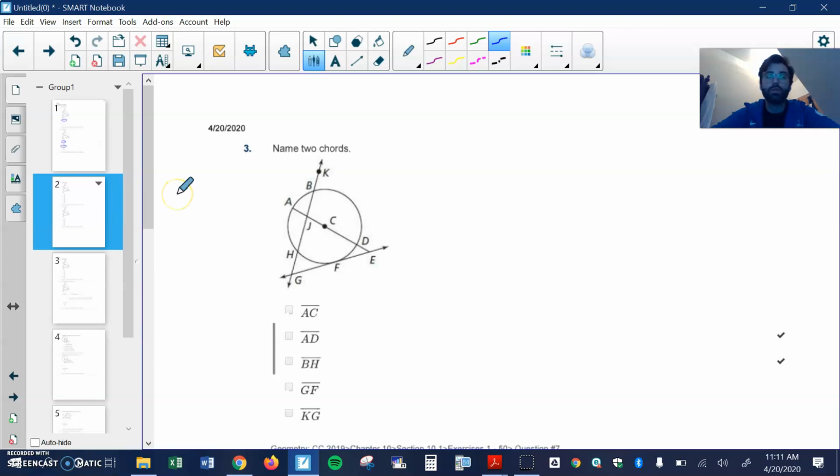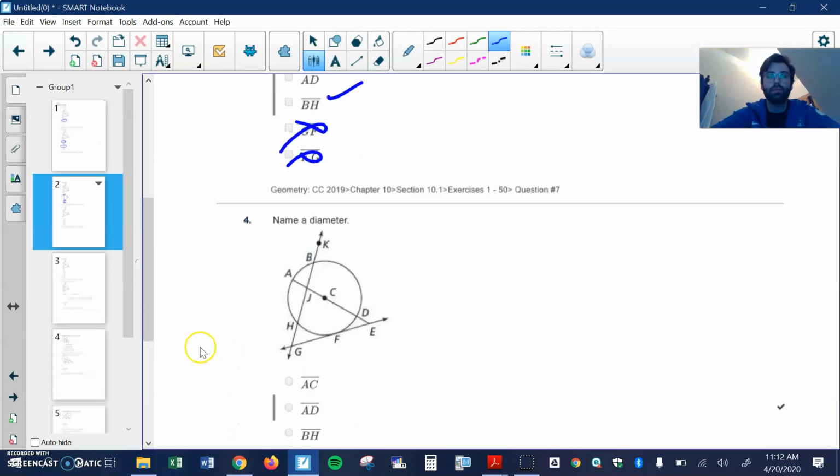Name two chords. Remember, chords are segments that have 2 endpoints on the circle. So AC has an endpoint at the center. That has to be out. AD, A to D has 2 endpoints that are on the circle. That works. BH has 2 endpoints on the circle. That works. GF has 1 endpoint on the circle, but needs 2. KG goes through the circle. K is not on the circle, G is not on the circle, so that one is also out. That's why those 2 are out.